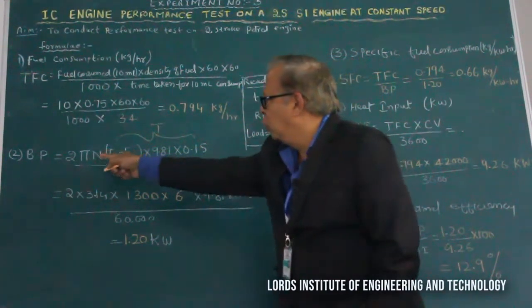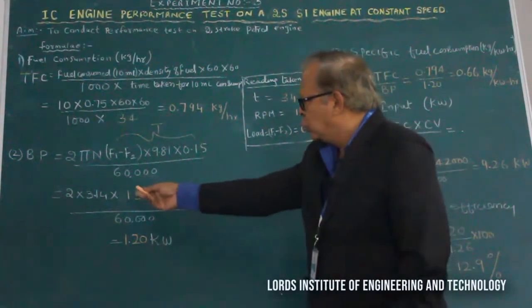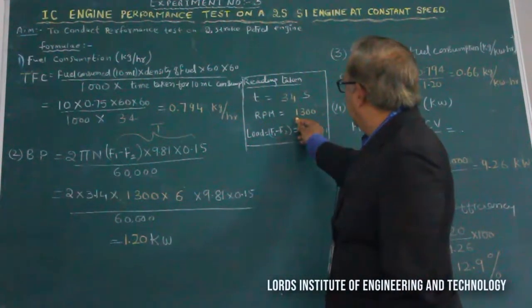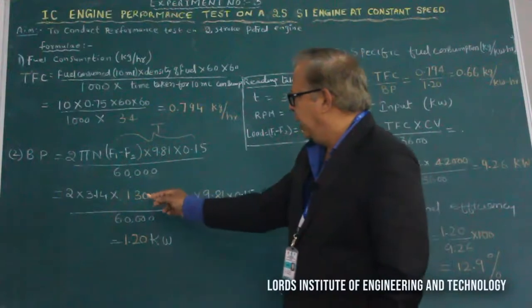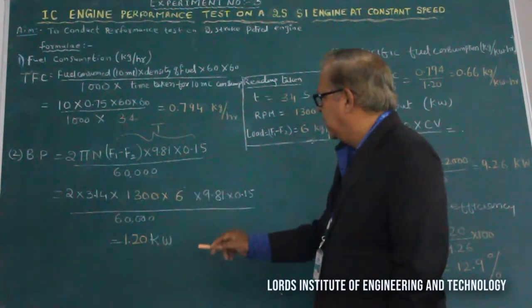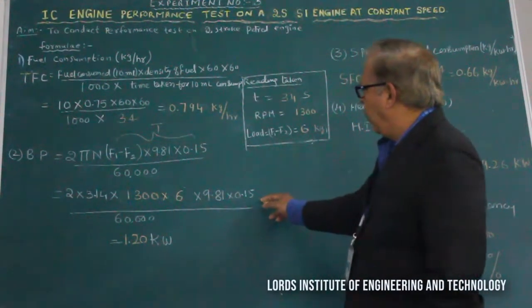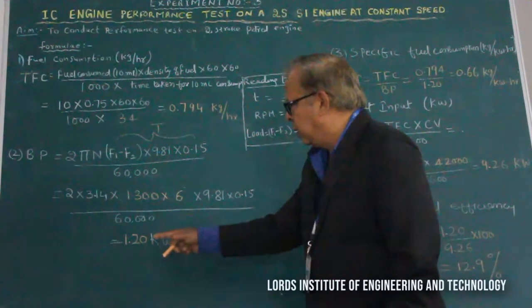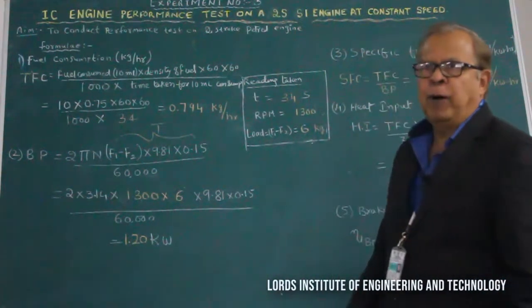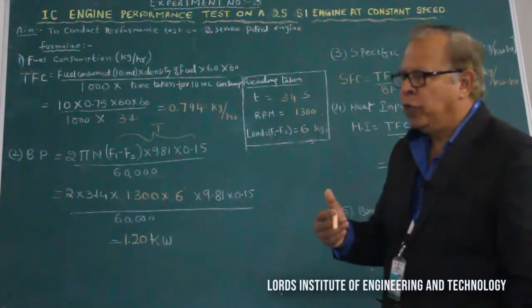Okay. So now this is 2 pi NT divided by 60,000, and I get it in kilowatt. I substitute the values here: 2 into 3.14, and the RPM which we have calculated there is 1,300, and the load which we have applied is 6 kgs, with the same constant 9.81 into radius 0.15, divided by 60,000. That will give me 1.2 kilowatt as the brake power. That is the useful power which is available at the crankshaft of the engine.